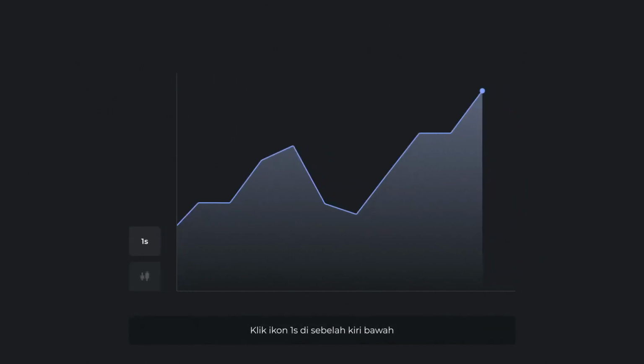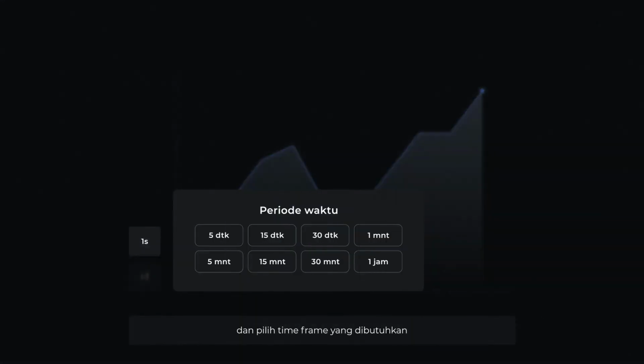Click the 1S icon in the bottom left corner. Select the time frame you need.